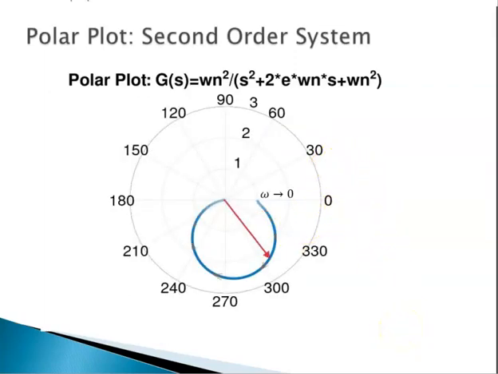Similarly, we draw the polar plot. Again, this plot is drawn using Octave. You can see that the angle goes to minus 180 degrees when omega tends to infinity.